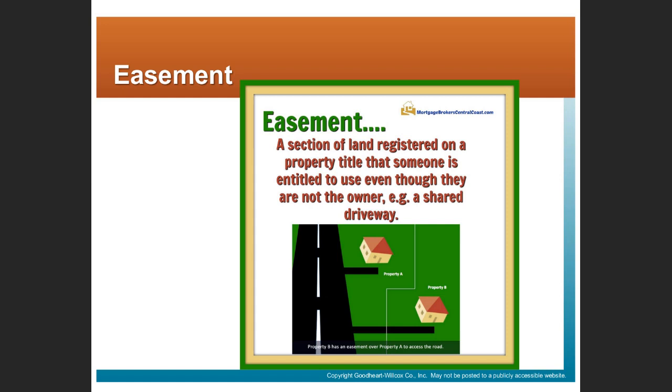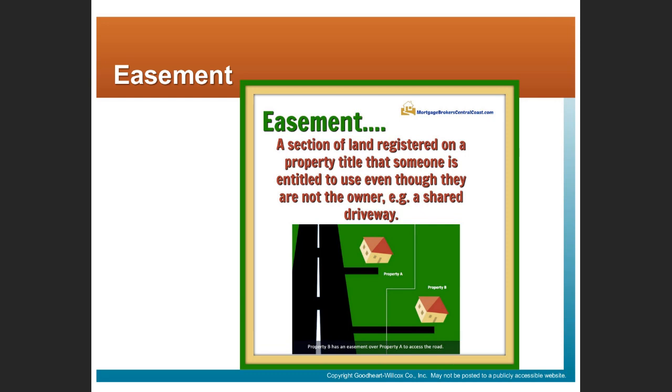This is a common situation, right? A parcel of land gets subdivided. This person back here in property B is separated from the street by property A or parcel A. So this person in property B has an easement that allows them to run their driveway across property A to get to their property B. So this would be an easement here.